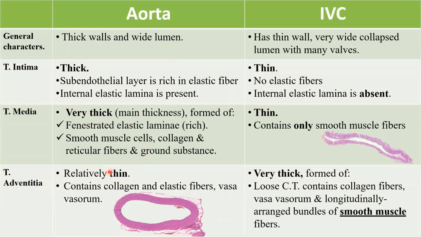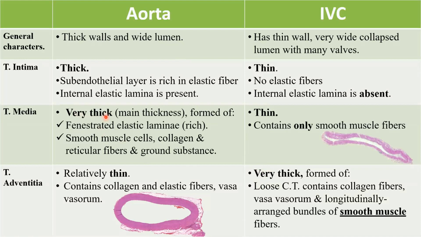Adventitia is thin in artery, thick in vein. So here we can notice the difference in the thickness of each layer. In comparison, arteries in general, aorta specifically, have thick intima, very thick media, and thin adventitia. Veins in general, and specifically IVC, have thin intima, thin media, and very thick adventitia. Very is for the large vessels. But in general, when we mention the structure of vessels, not the large, we will remove the word very.